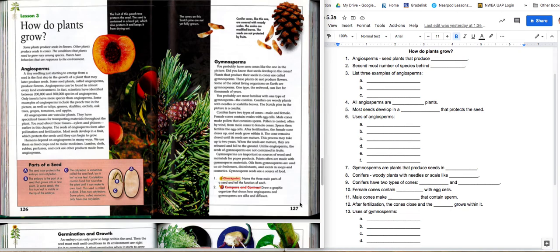Welcome to lesson 3. As we continue our study of plants, Tuesday we took on the parts of a plant: roots, stems, leaves. Wednesday we took on photosynthesis and cellular respiration.